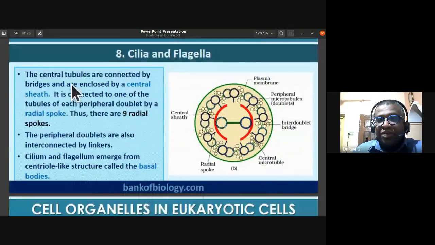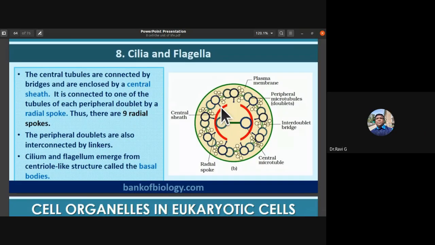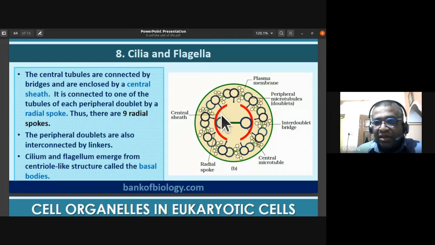Now the central microtubules are connected by bridges, and they are enclosed by a central sheath. You can see this reddish colored one; this is the central sheath. The central sheath is connected to one of the tubules of each peripheral doublet by a radial spoke. This is what they asked in the 2020 CET paper.